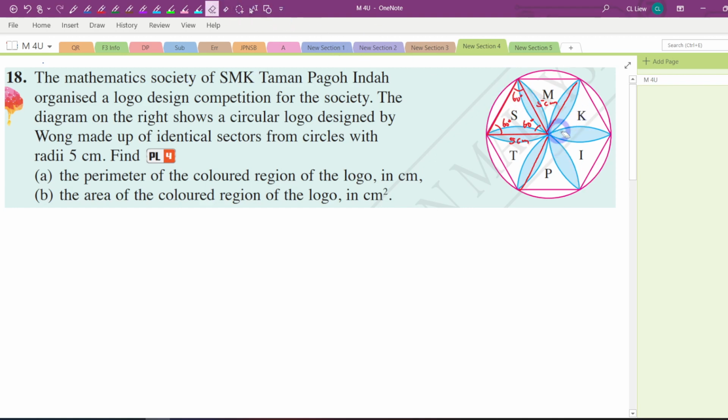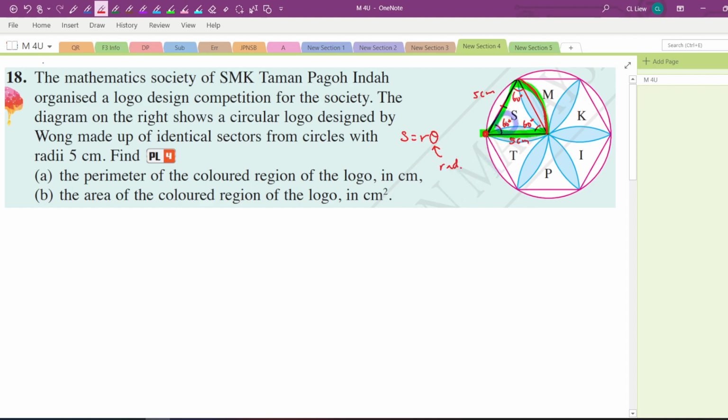Let me erase this first. All of these are 5 centimeters: 5, 5, 5. Now you can take it this way. Here we have a sector, and the center is over here. How do we find the arc length here? Arc length s equals r theta, right? If we are using this formula, the theta here must be in radians.